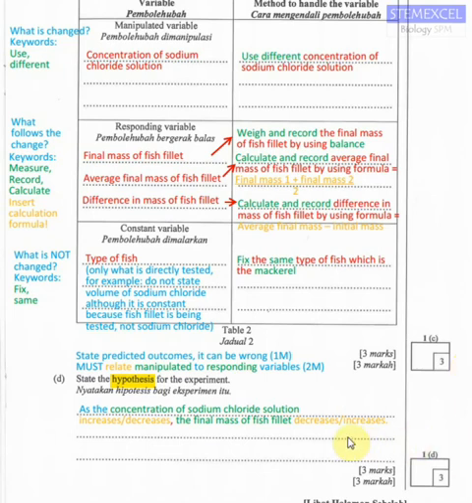So for example, here you can say in the following format: as the concentration of sodium chloride solution, so this will be your manipulated variable, increases or decreases, the final mass of the fish fillet, this one here is your responding variable, decreases or increases. So here you could see there are two elements in this one sentence. First of all, you have a manipulated variable and a responding variable, and the relationship between them: increases, decreases, decreases, increases. So it's inversely related to each other. So remember, for hypothesis, you must state a predicted outcome and always relate the manipulated to the responding variable.